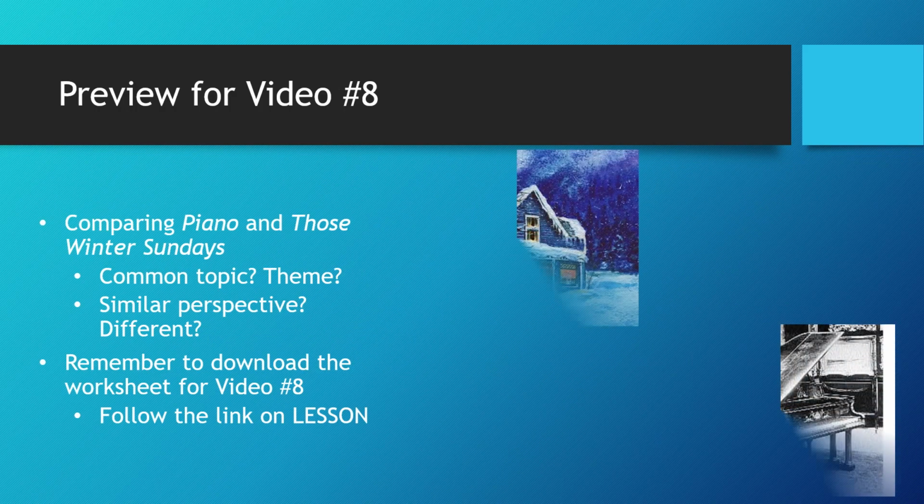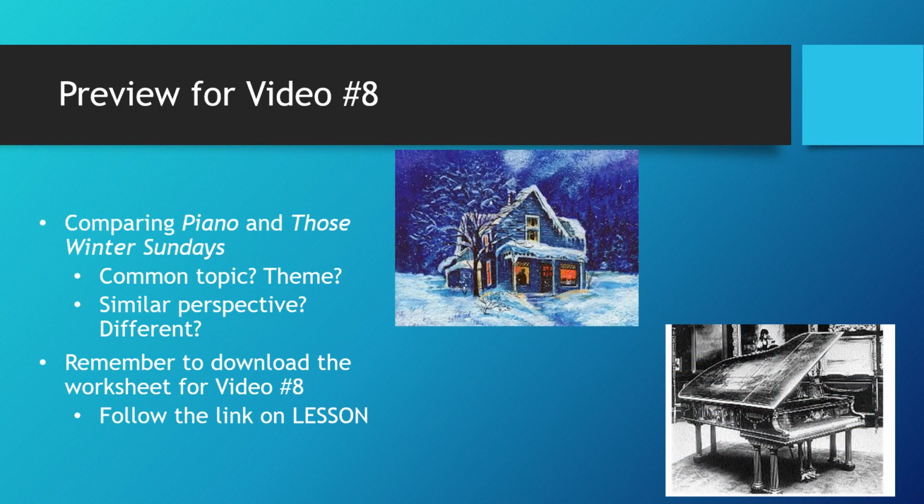Okay, that will be it for this video. In video number 8, we're going to begin to compare both Piano and Those Winter Sundays, looking at, for example, common topics, common themes, and what sort of perspective does each poet come with in terms of discussing childhood memories. Don't forget to download the worksheet for video number 8. This one's going to be particularly important as it's going to be that baseline model for how we're going to compare the rest of the poems in our series.